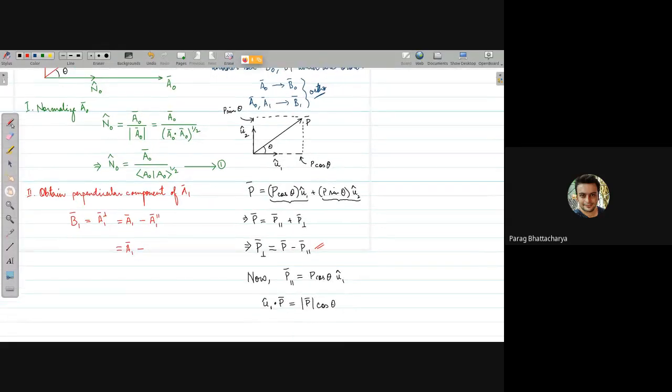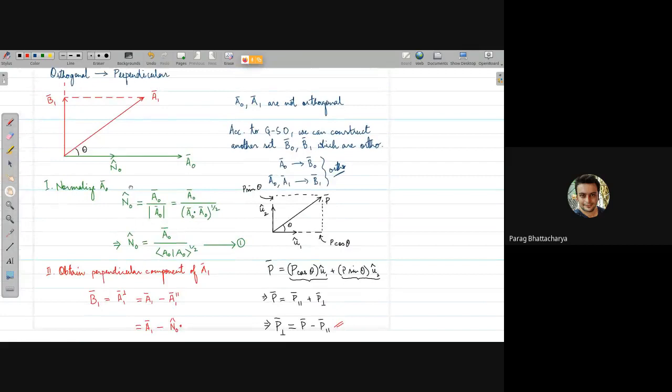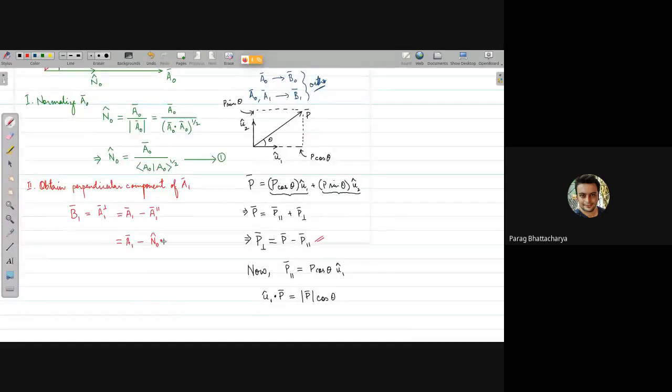So this is equal to n naught cap, and you have to take the dot product with p, that is the original vector. Which is the original vector? The original vector is a1.